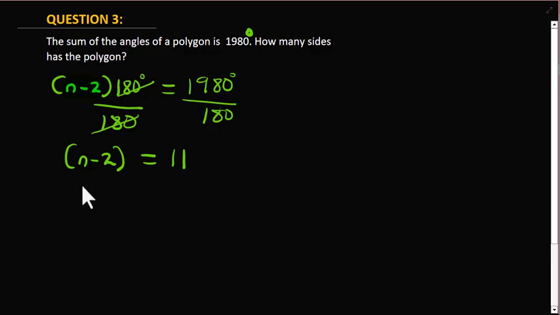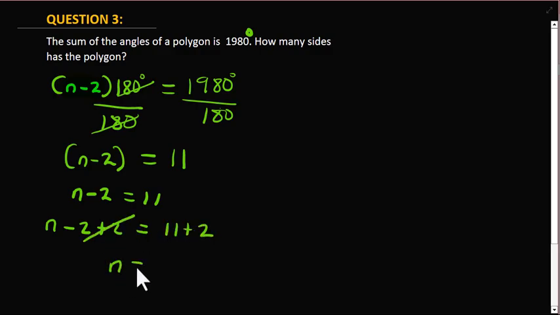From this point, you can just say n minus 2 is equal to 11. All you simply do is collect like terms. You move this minus 2 to this end, it becomes plus. So you just say 11 plus 2. Or you can say n minus 2 plus 2, adding 2 to both sides, so that these two can cancel out, and then n is equal to 11 plus 2, which is 13, and that's the number of sides. Remember I said how many sides has the polygon, so we are asked to solve for the number of sides of this polygon. Having said that, we've come to the end of this lesson.